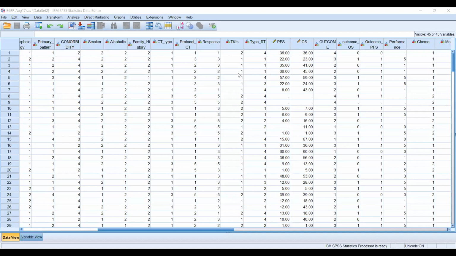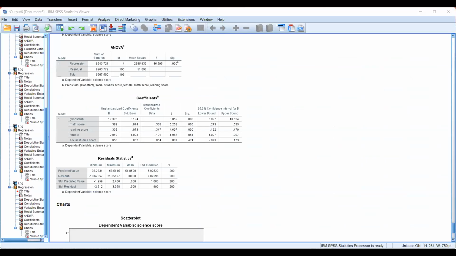Now I'm going to show you one example, because time is running. Can you see the data again? I'm sharing one more screen of output. Let me go here and see. Can you see this data again of EGFR? This is medical data. Is it visible?